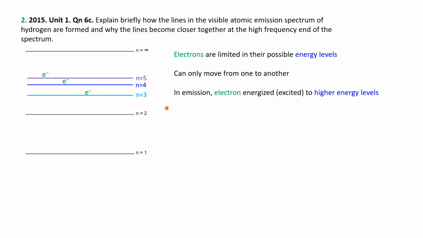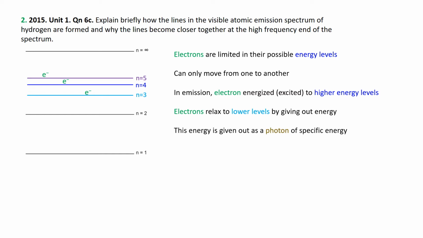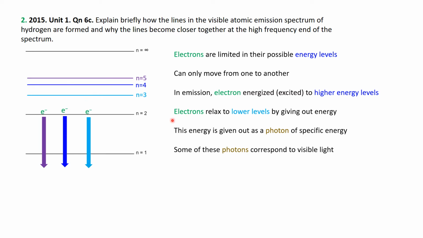Now, electrons aren't happy in these really high energy levels, so thus they relax to lower levels by giving out energy. They're going to come down in energy level. This energy that they're giving out is given out as a photon of specific energy, and sometimes those photons correspond to visible light. So thus here in this pretty little picture, we see the electron from n equals 5 went to n equals 2, and if it did that, it would give out purple light. N equals 4 to n equals 2 would give a blue light. N equals 3 to n equals 2, lower energy, so it would give out a sort of lighter blue.